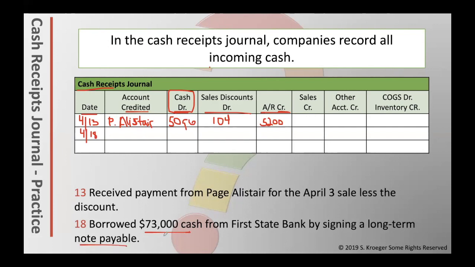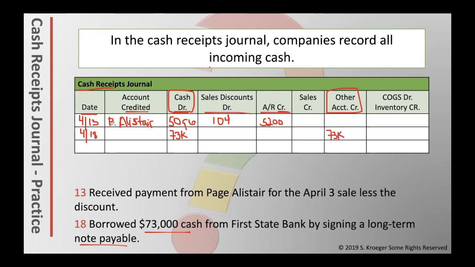It would be cash and then notes payable. That would be the debit and the credit. The debit of cash, $73,000, and the credit would go to notes payable instead of accounts payable. We look up top, we don't have an account that says notes payable. This means we have to use the other account. We'll be putting the $73,000 here only because we do not have a note payable account already at the top for us.